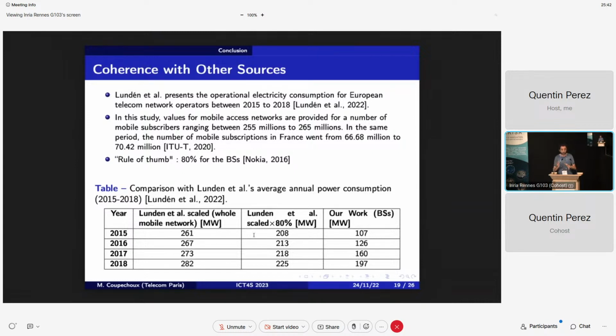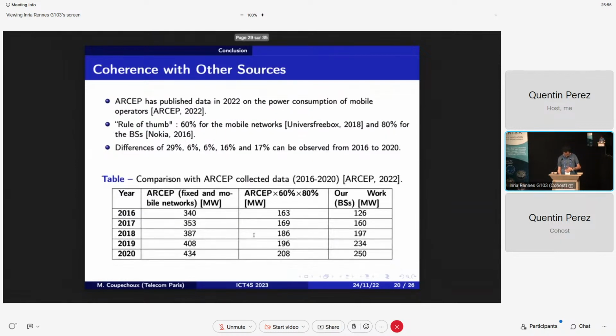But here it's a rough approximation, because we know from a document from Nokia that 80% of the electricity consumption in mobile networks is from the base stations. So we have applied this. And same for RCEP. We have 80% for the base station, and we have 60% for the, because RCEP is publishing the whole network, fixed and mobile. So we apply 60%. So it's rough.